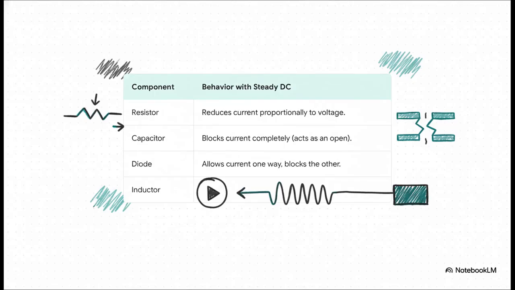So let's do a super quick recap. For a simple, steady DC circuit, a resistor just reduces the flow. A capacitor stops it dead. A diode is a one-way gate. And an inductor? It just acts like a piece of wire. Think of this as your little cheat sheet for the 4 basic behaviors.